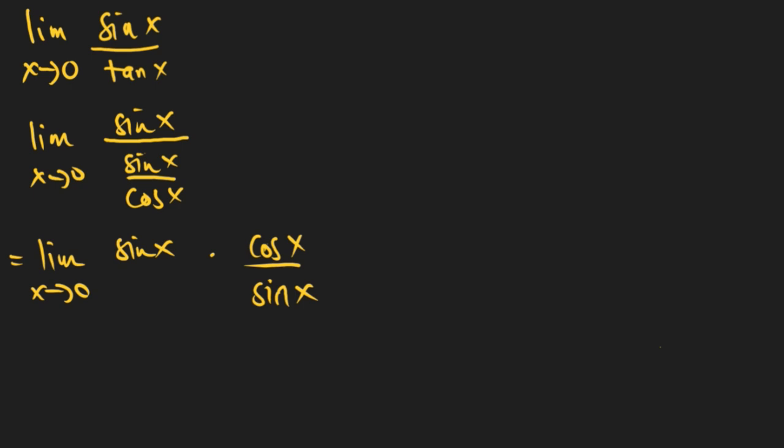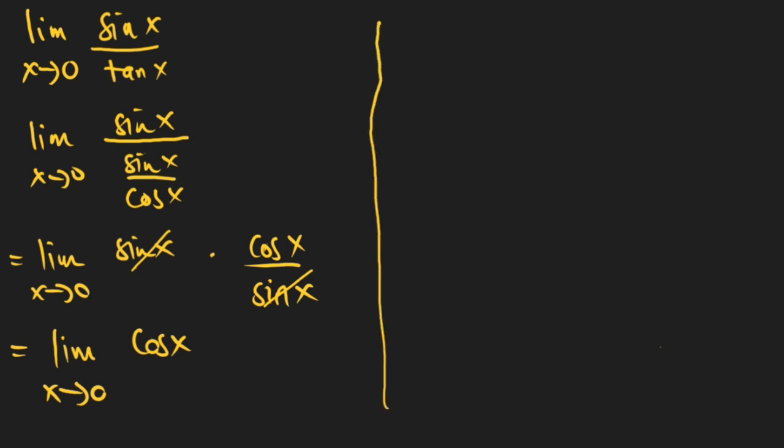So this is what we have. Now you have sine x here, sine x here. So what happens? They will cancel each other. So we'll have the limit as x approaches 0 of cos x. So over here, what do we do? We substitute. So this becomes cos of 0. And cos 0 is equal to 1. So 1 becomes our final answer.